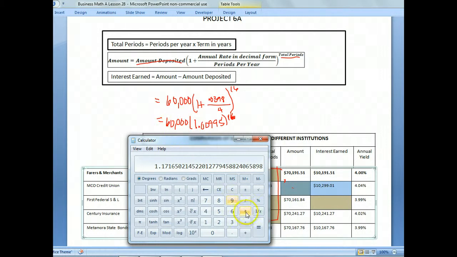We want to then multiply that by 60,000. So just leave that number in your calculator and then go times 60,000. And we get $70,299.01. We want to round to the nearest cent. Okay, let's go ahead and put that in. That would be our answer, $70,299.01.